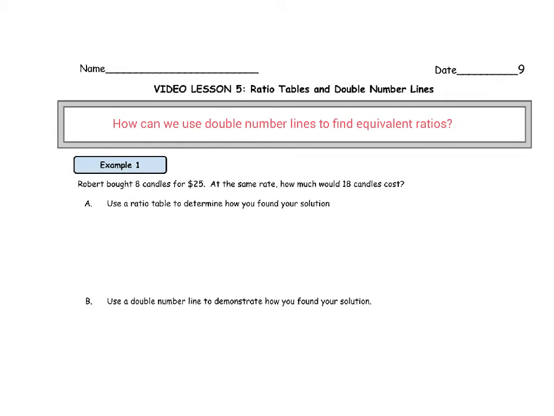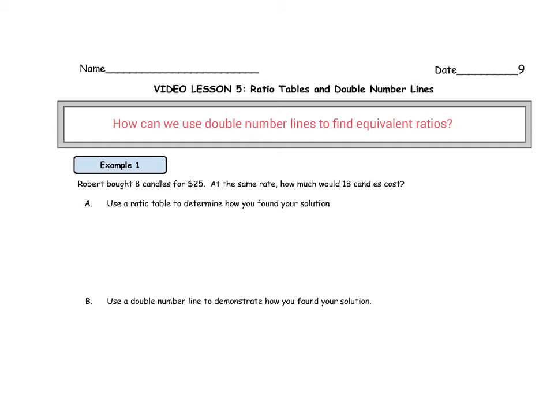Pasco here. Today's question says, how can we use double number lines to find equivalent ratios? So this is our third strategy to find equivalent ratios. Our first strategy was looking into ratio tables. Our second strategy was using a tape diagram. And this is our third strategy of double number lines.